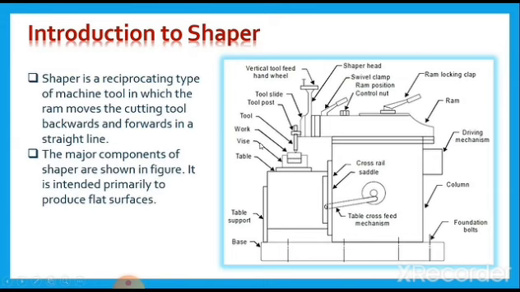On this vise your workpieces are held. You can see these workpieces are moved by the table movement or vise movement upward and downward, and that is called feed. Similarly, your tool is also fed upward and downward by using this vertical tool feed hand tool. Okay, so this is the shaper machine, a reciprocating type of machine tool in which this ram moves the cutting tool backward and forward in a straight line. Okay.